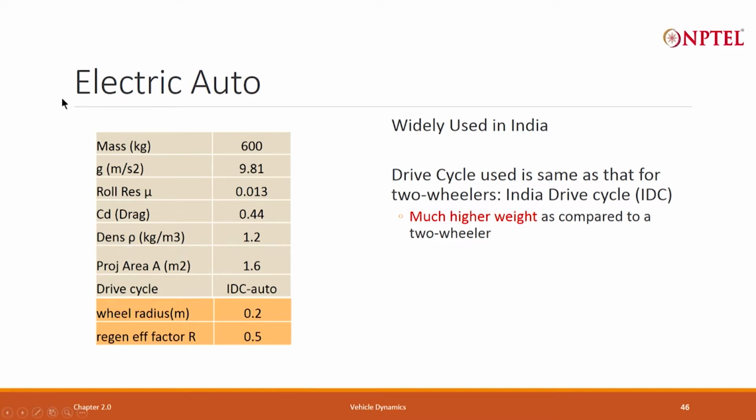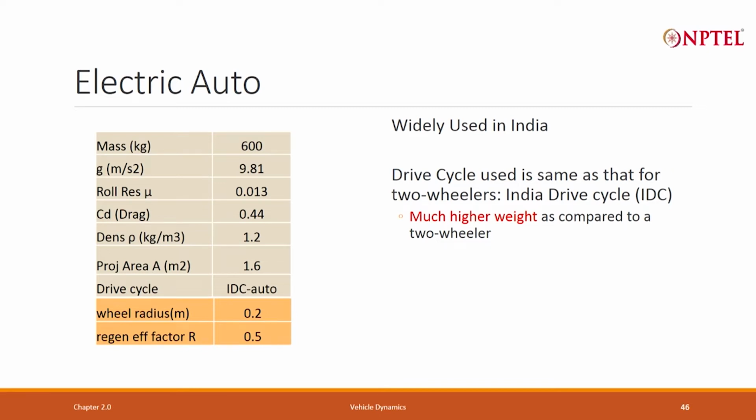Then the vehicle gravity is going to be the same, rolling resistance, drag, all these parameters we have seen. Air density is the same, 1.2 kilogram per meter cube, projected area is 1.6 meter square. We will use the drive cycle IDC auto, and IDC auto is the same as the drive cycle for IDC two wheeler. So, we will use that. Wheel radius is 0.2 meters, smaller radius, and we take regeneration efficiency 0.5, we will actually vary that. And as I pointed out, we will use the same drive cycle.